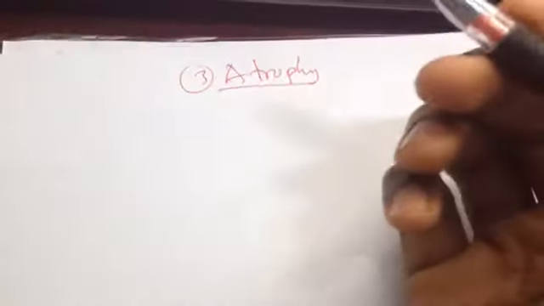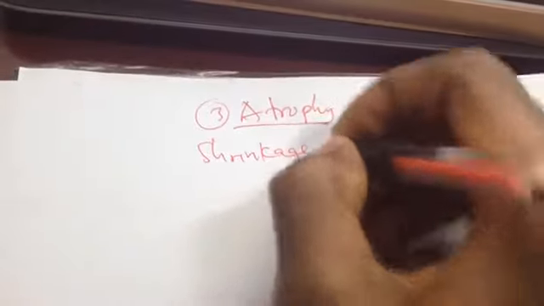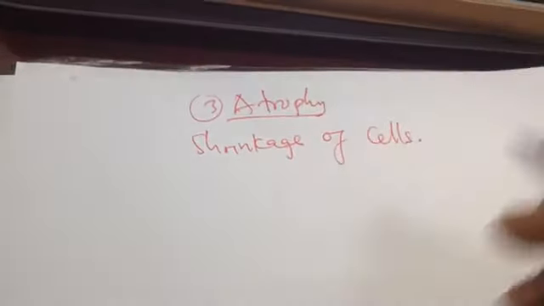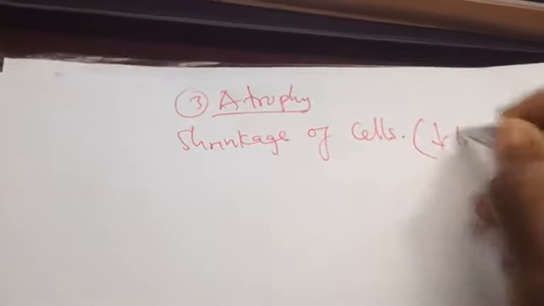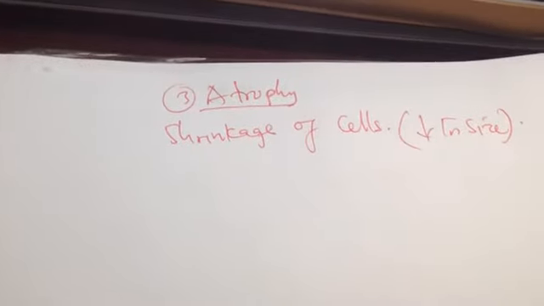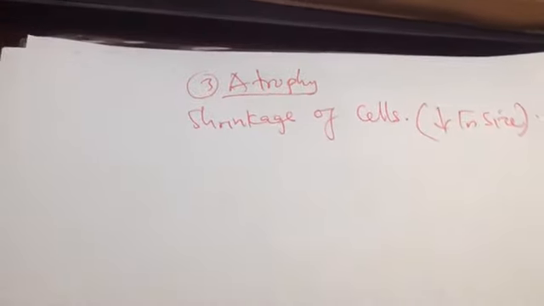Then again we have another cellular adaptation type. We have atrophy. And atrophy means shrinkage or decrease in size of the cells. So if all the cells of our organ undergo decrease in size, that is shrinkage of cells, it is called atrophy. If the cells undergo shrinkage, that is decrease in size, definitely we will see the organ grossly small, decreased in size, right?